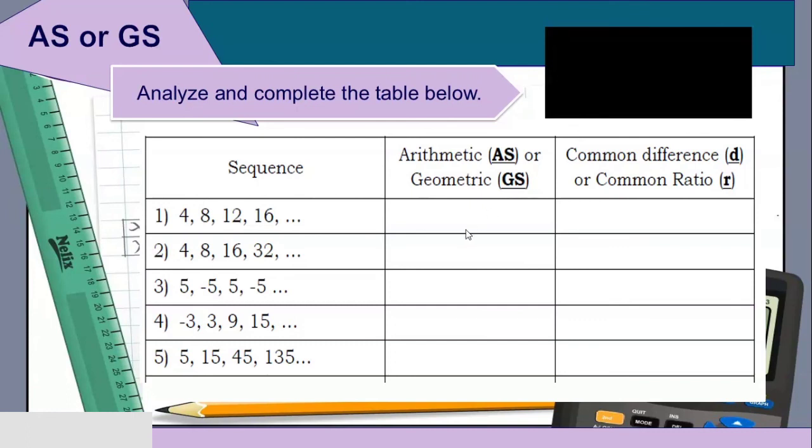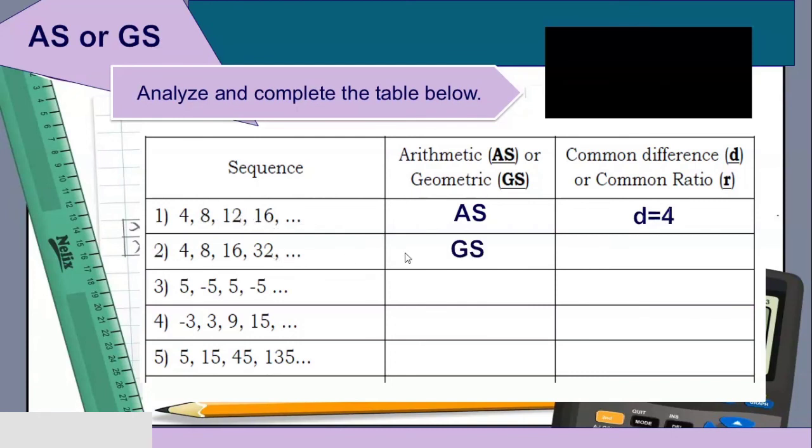Okay, for number 1, we have 4, 8, 12, 16. That is an arithmetic sequence because for the common difference, we have 4. So 4 is our common difference. 4 plus 4 is 8, 8 plus 4 is 12, and 12 plus 4 is equal to 16.